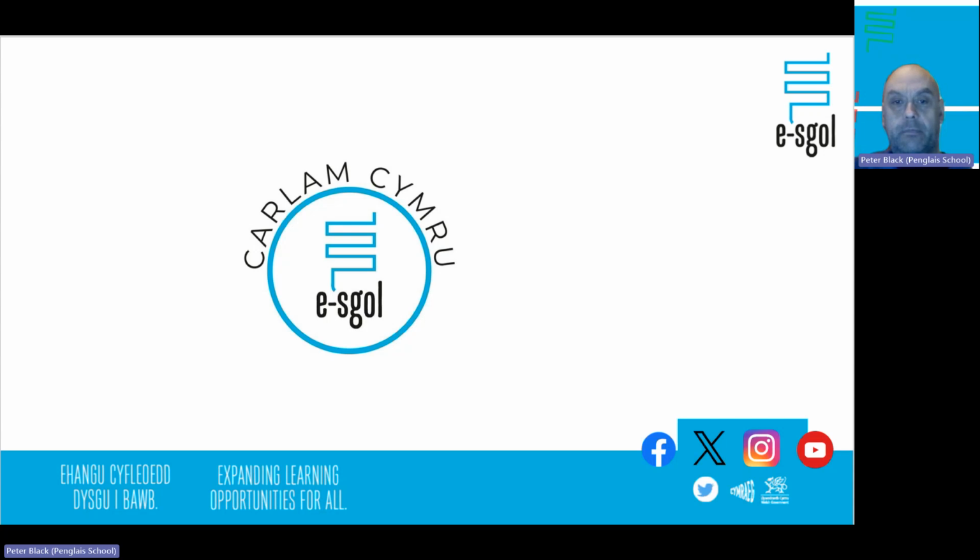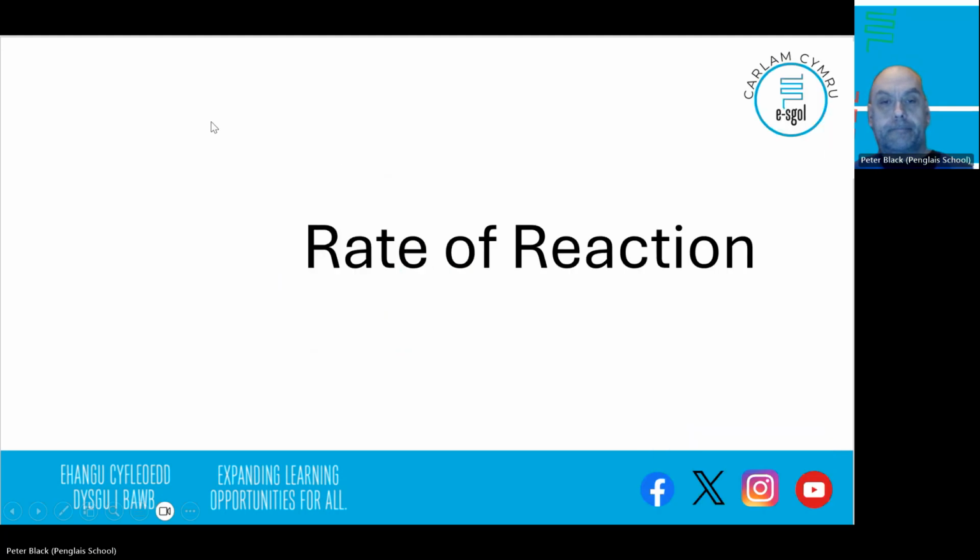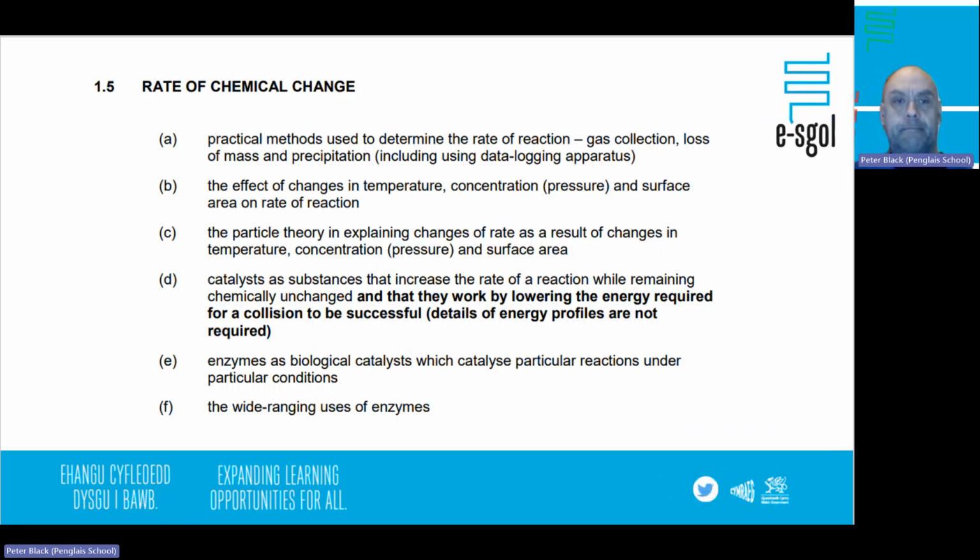I'm going to be going over some Year 10 content with you today in this presentation, and we're looking at rates of reaction. Okay, so this is the syllabus, the content you need to be aware of. The subjects E and F on enzymes is for triple award students only, so I won't be going over that content today.